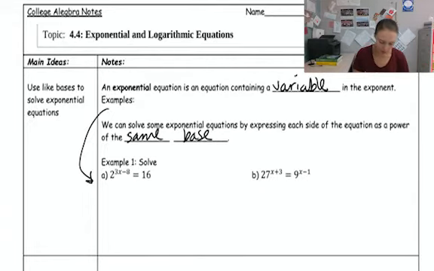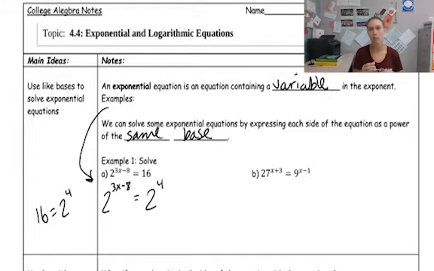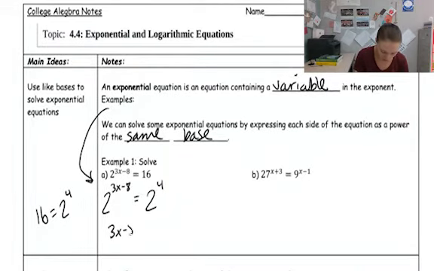So for example, example 1a, we are going to solve this. If you notice, 16 is 2 to the 4th power. So I can rewrite this as 2 to the 3x minus 8 equals 2 to the 4th. And then if you think about what equals means, this side has to match this side. So if the bases are the same, then all I need to make sure is that the exponents end up being the same. So then I can rewrite my equation as just the exponents being equal to each other. So I can figure out what x value will make the exponents the same.